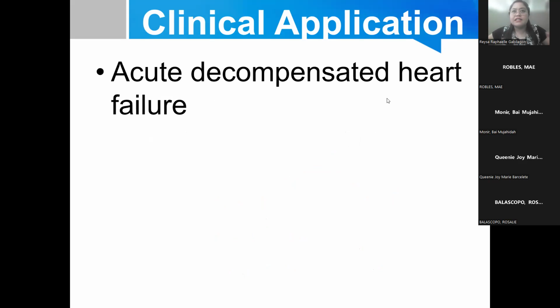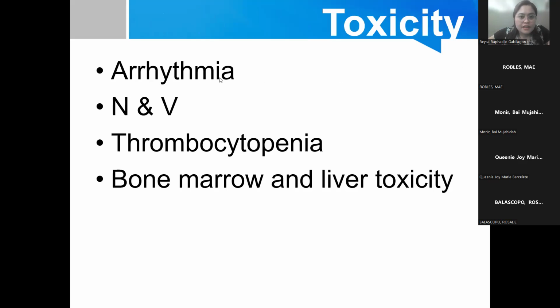So definitely this is not a maintenance drug for chronic heart failure. We give this during acute heart failure. This one is an emergency drug, and at the same time, if we look at the toxicity, we have here the arrhythmia. The drugs used for heart failure, especially the inotropic agents, most of them can cause arrhythmia.